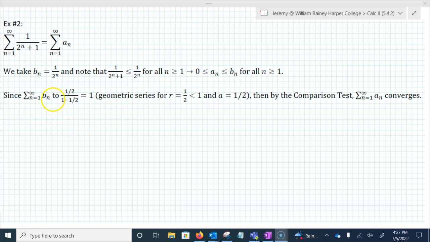So now my b sub n's, which I recognize as a geometric series, converges in fact to 1/2 over 1 minus 1/2. Here the 1/2 up here is a. Here the 1/2 down here is our r. Our r is 1/2, which is less than 1, and a is 1/2. So that converges to the number 1. Therefore, by the comparison test, our series whose terms are a sub n also converges. Let's look at example 3 next.